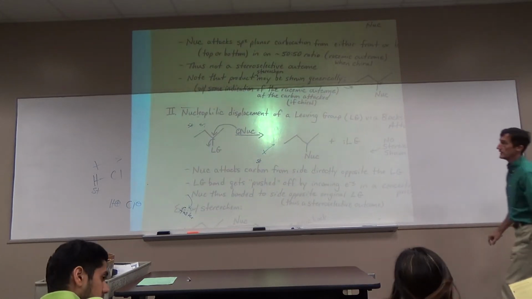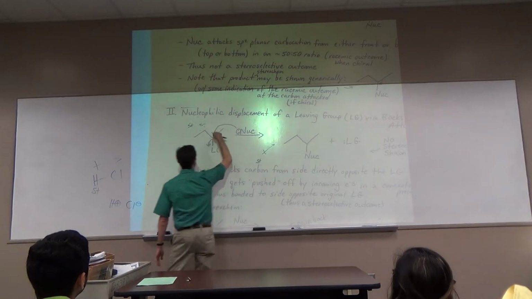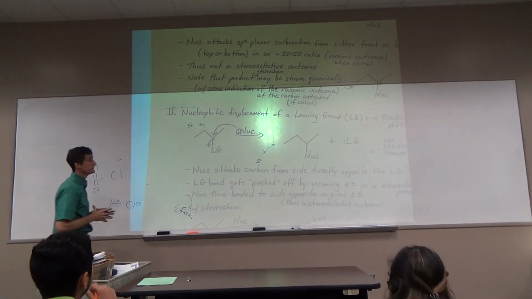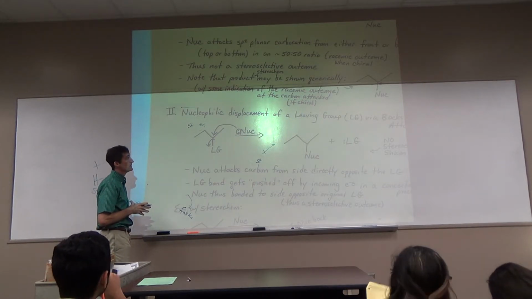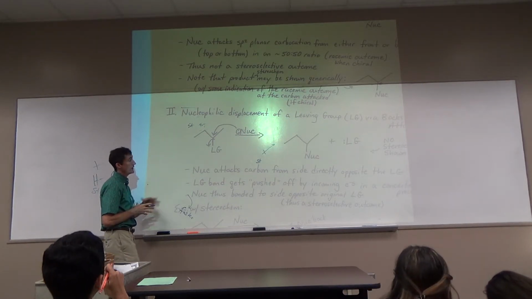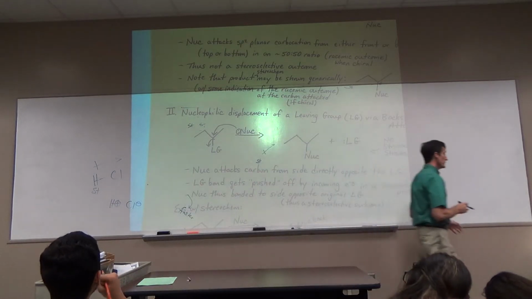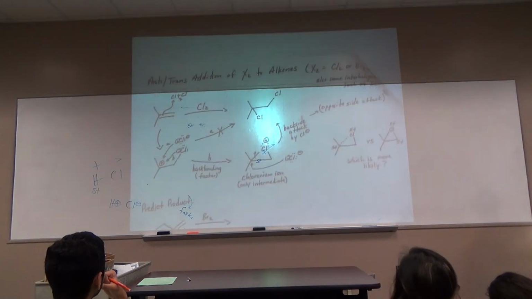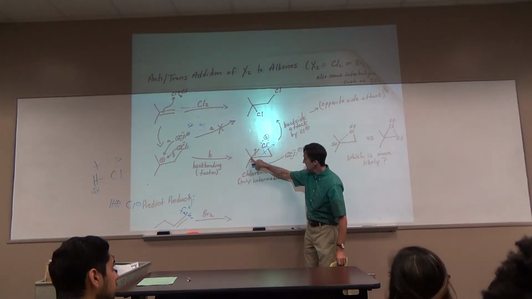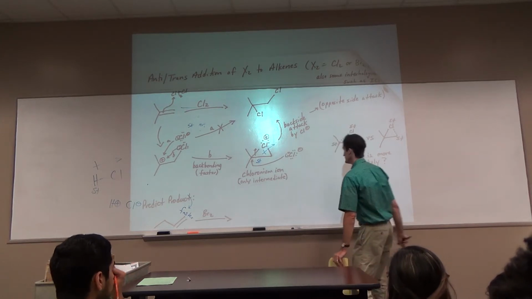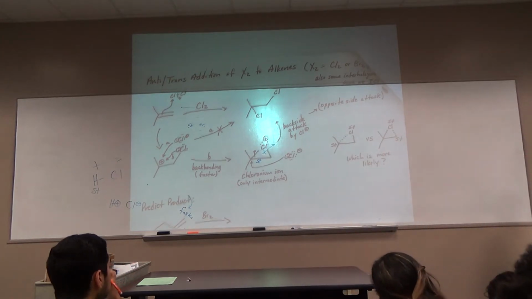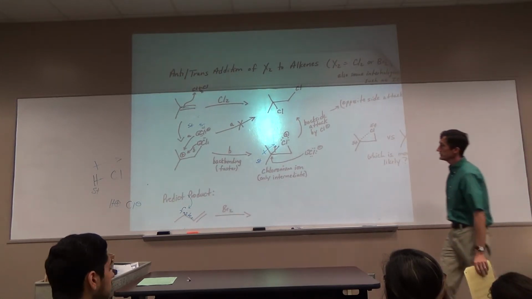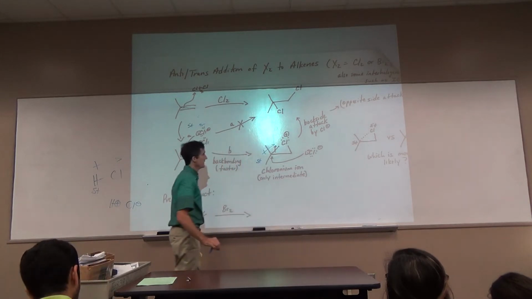There's a second way. We can attack a carbon and kick off what's called a leaving group. It's called a leaving group because it leaves. All right, so this is the second way. And that's what we're doing. This is attacking a carbon and kicking off a leaving group. We're applying a general mechanistic principle or step.